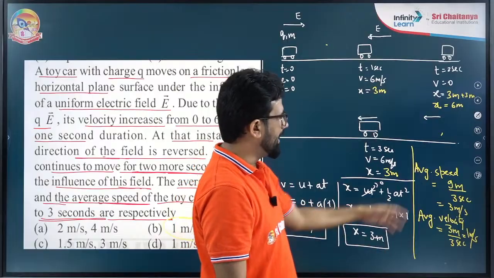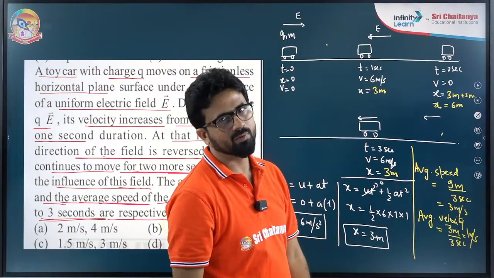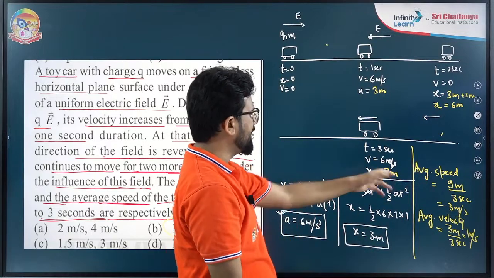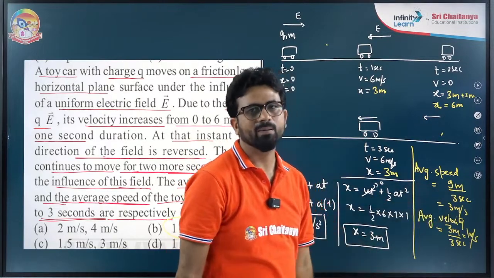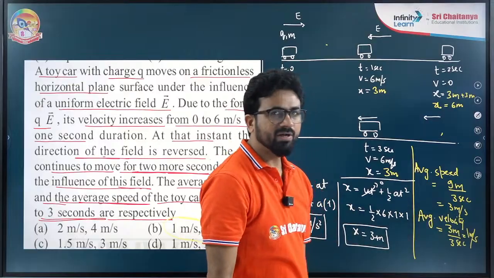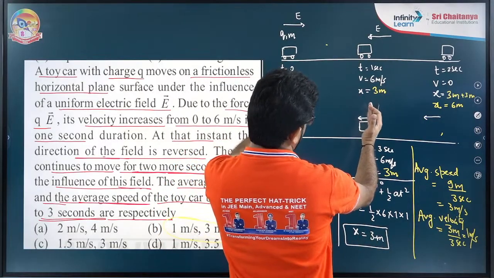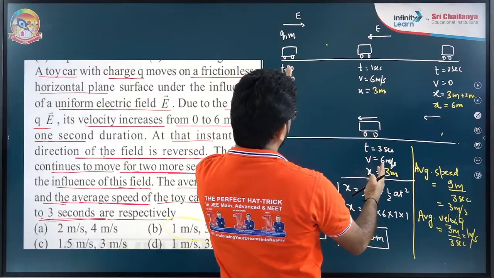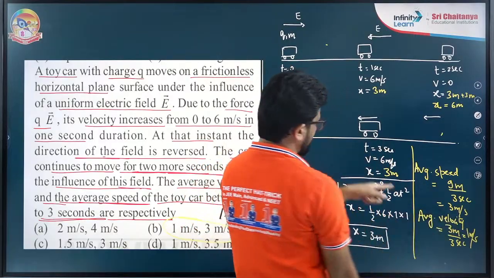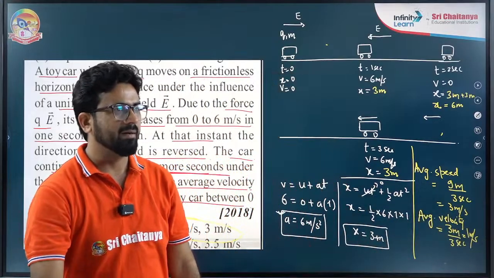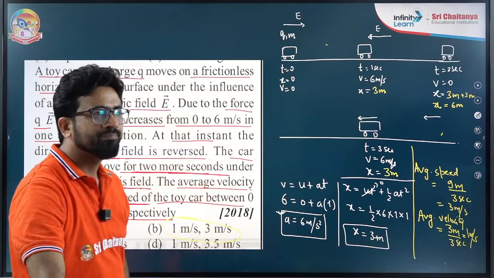Now average speed means total distance upon total time. 3 plus 3 plus 3, total becomes 9. 9 divided by 3 second, total becomes 3 meter per second. Average velocity is final position minus initial position. Final is 3 meter, initial is 0. So 3 minus 0, that is 3 meter, divided by 3 second, that is equal to 1 meter per second. Is it clear?